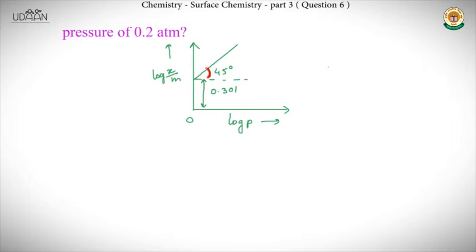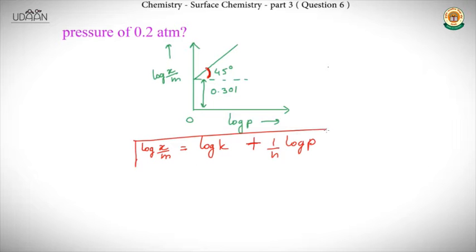We know from Freundlich isotherm that the equation of this graph is: log of x by m is equal to log of k plus 1 by n log of p. This is an equation of the form y equals mx plus c, the equation of a straight line, in which m is the slope and c is the intercept.